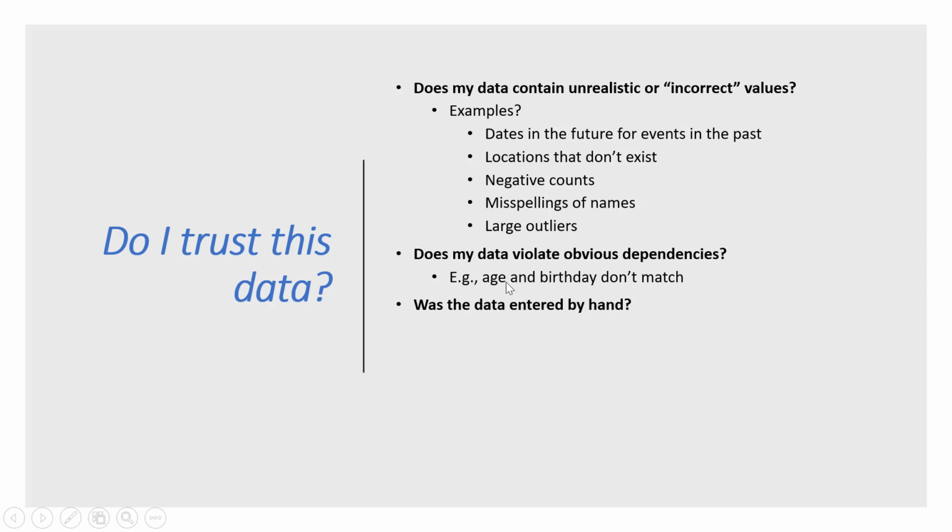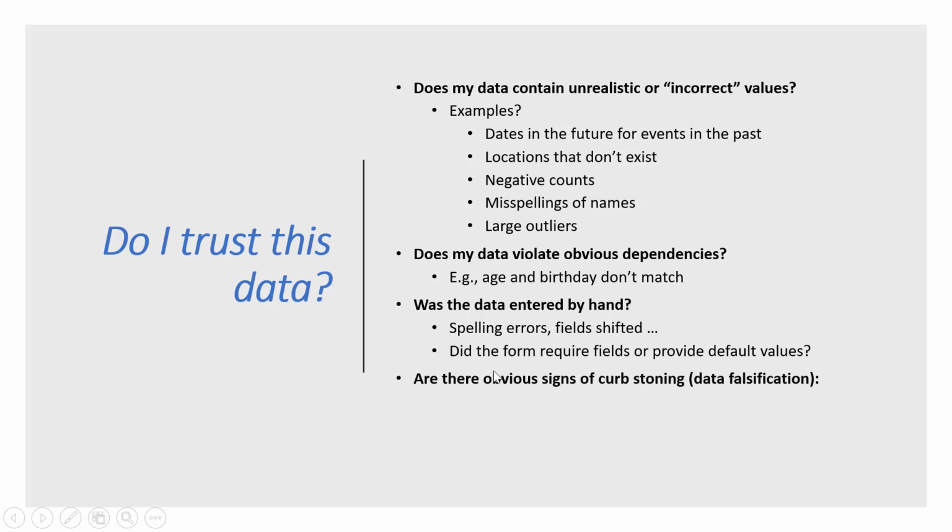Nobody is living that long. A usual guess would be birthday plus 80 years; that would be the range you're looking for as the max. But you could have a few outliers, not too many. Because data is entered by hand, you could make spelling errors or have fields shifted. The form may require fields and provide default values. There are obvious signs of curb stoning or data falsification: repeated names, fake-looking email addresses, and repeated use of uncommon names in fields.